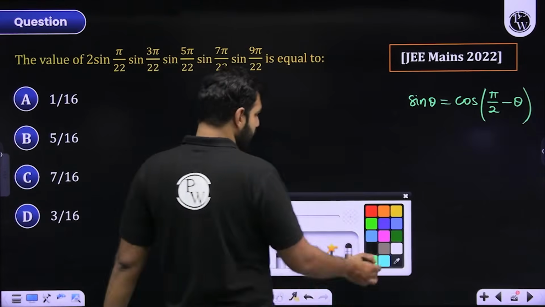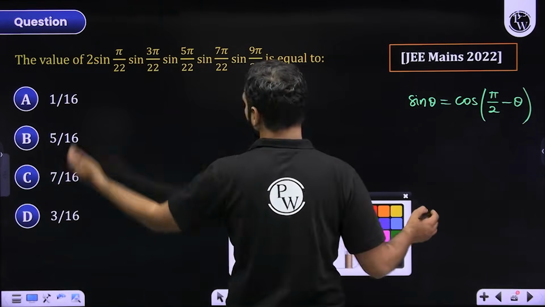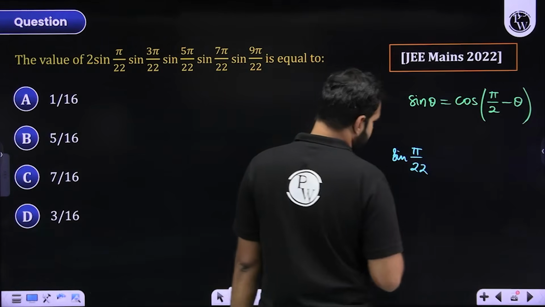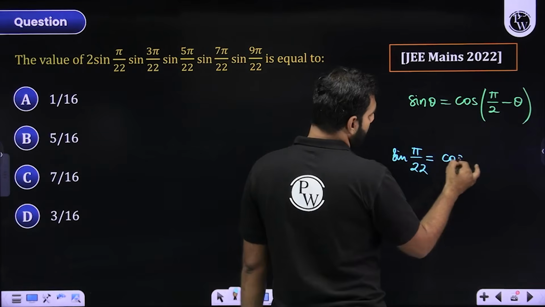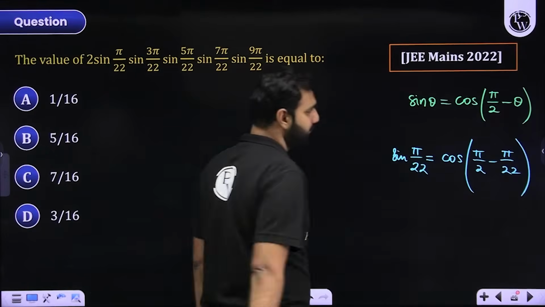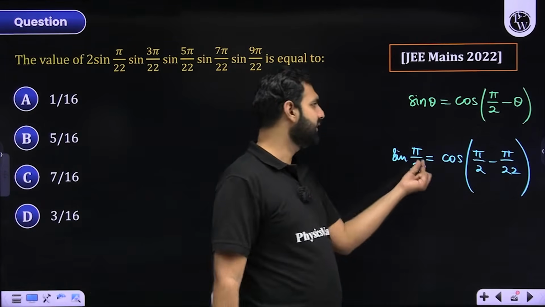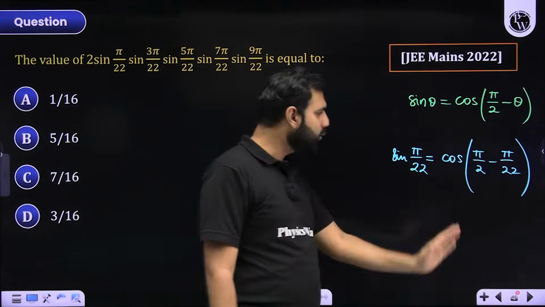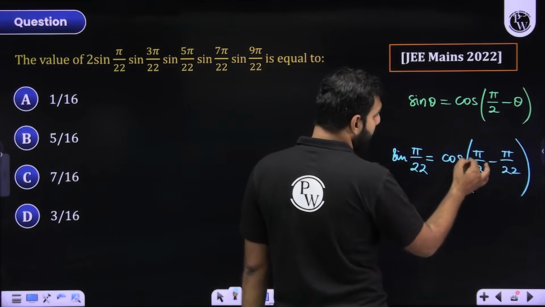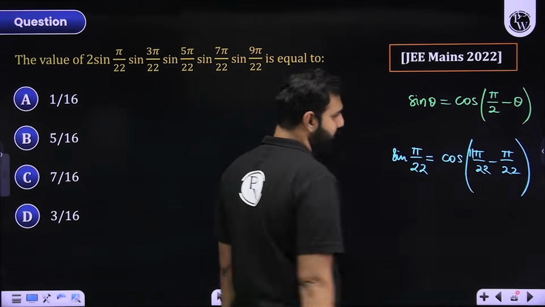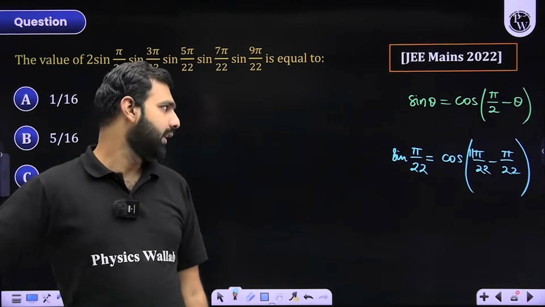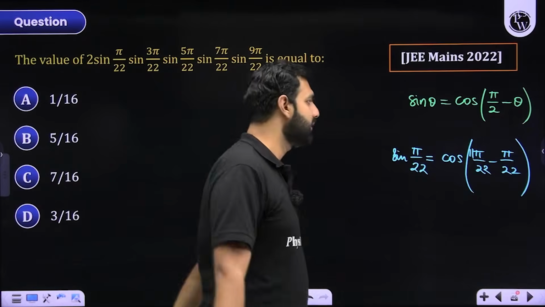So here, if I begin with this part, 2 sine pi by 22, the 2 we'll talk about later. Sine pi by 22. Can I write this as cos of pi by 2 minus pi by 22? By using the same logic, sine theta is cos 90 minus theta. No confusion on that. Now pi by 2 can be written as 11 pi by 22, so that the LCM becomes simpler. Here the LCM is going to be 22. So 11 pi minus pi will be 10 pi.